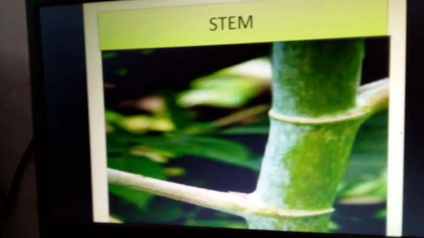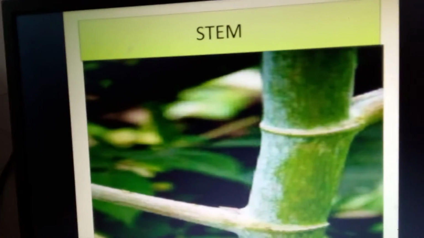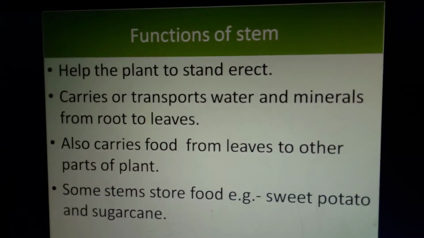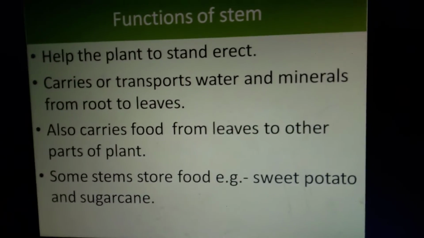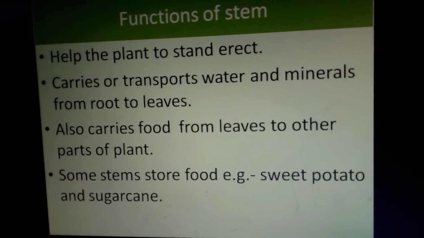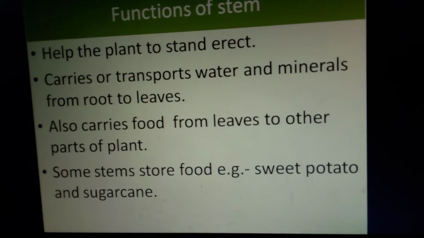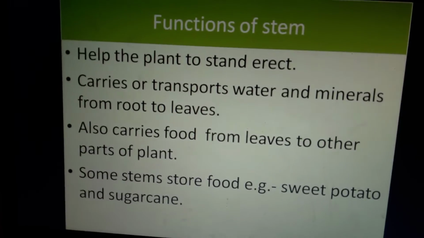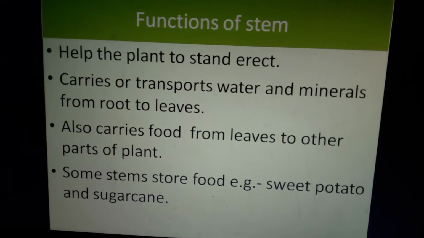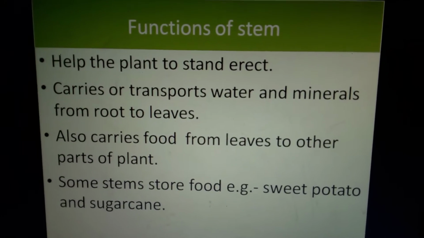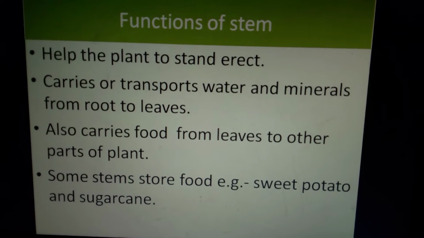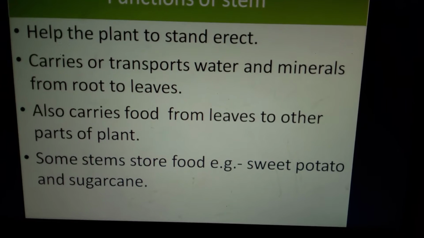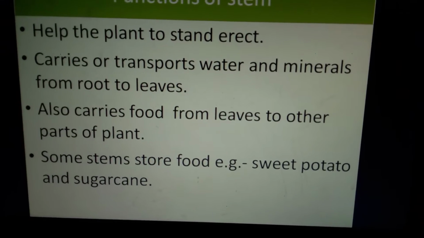Stem. Now let's learn about stem in brief. Functions of stem: helps the plant to stand erect, and carries or transports water and minerals from root to the leaves. I repeat, it carries water and minerals from root to leaves. Also carries food from leaves to other parts of a plant.